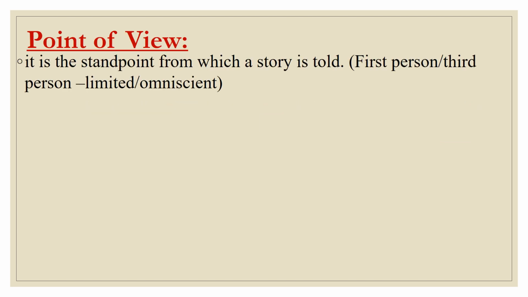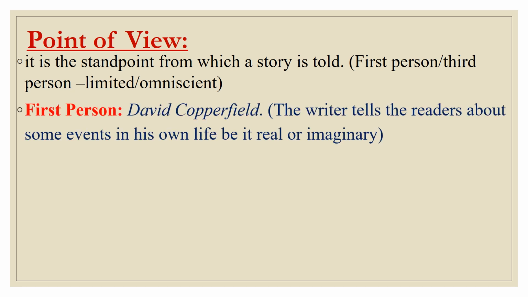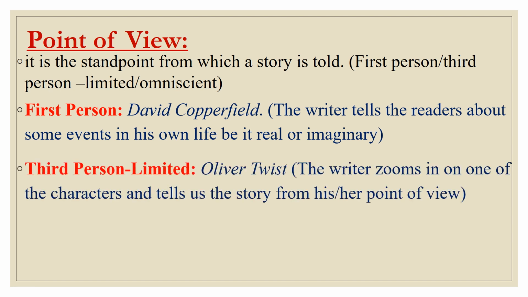Point of view. It is the standpoint from which a story is told: first person, third person limited, or omniscient. First person, like David Copperfield, the writer tells the reader about some events in his own life, be they real or imaginary. The third person limited, Oliver Twist, the writer zooms in on one of the characters and tells us the story from his or her point of view.